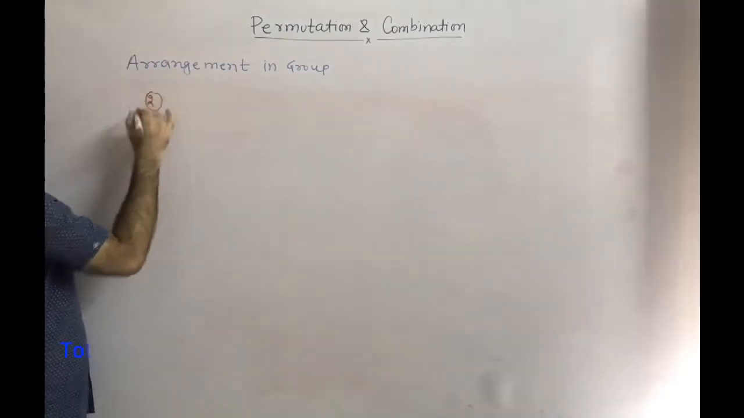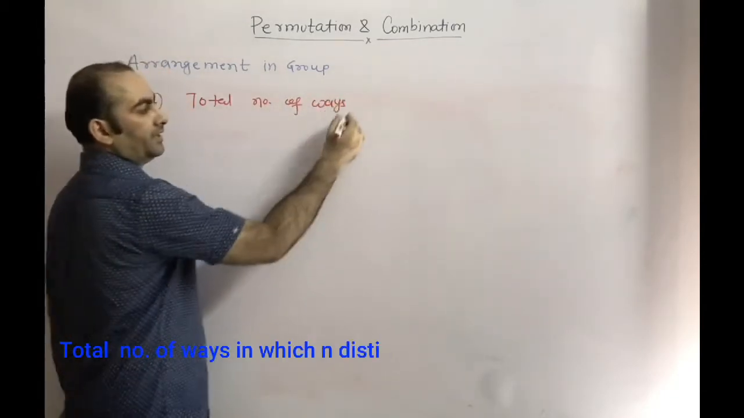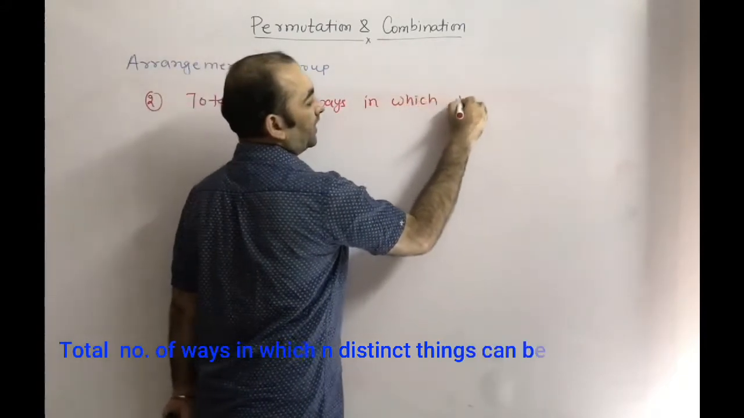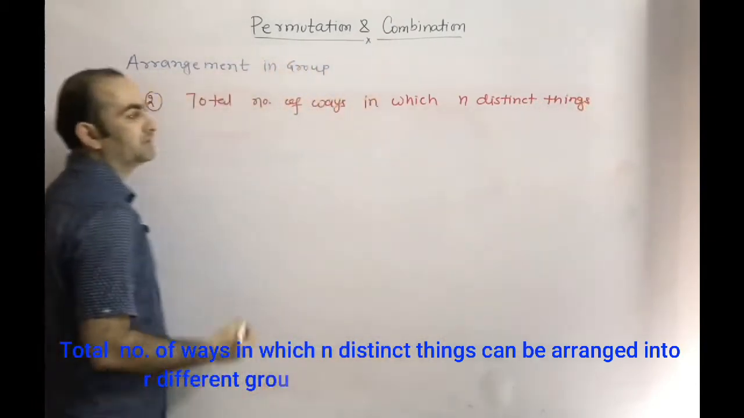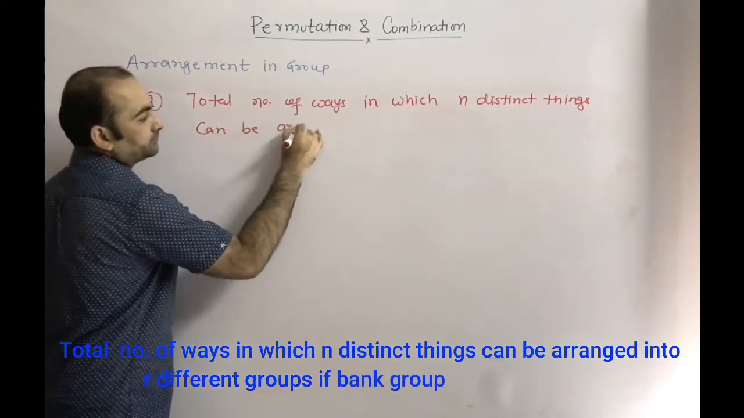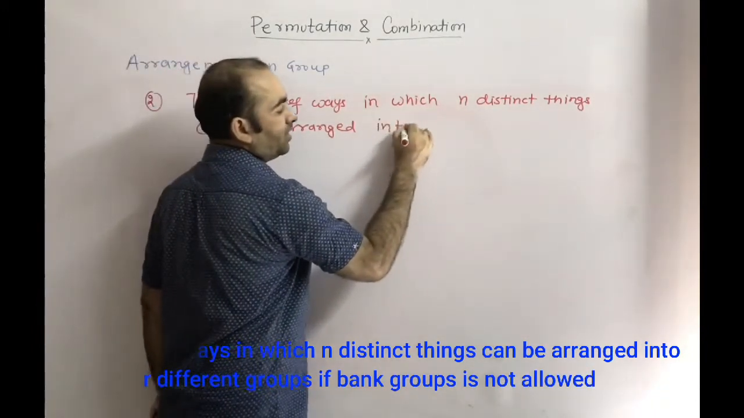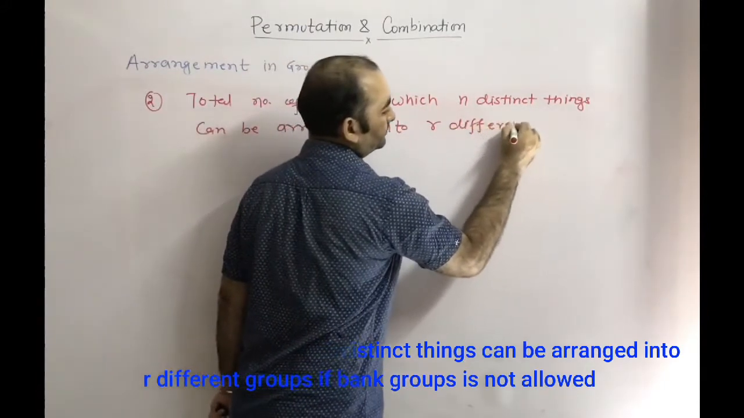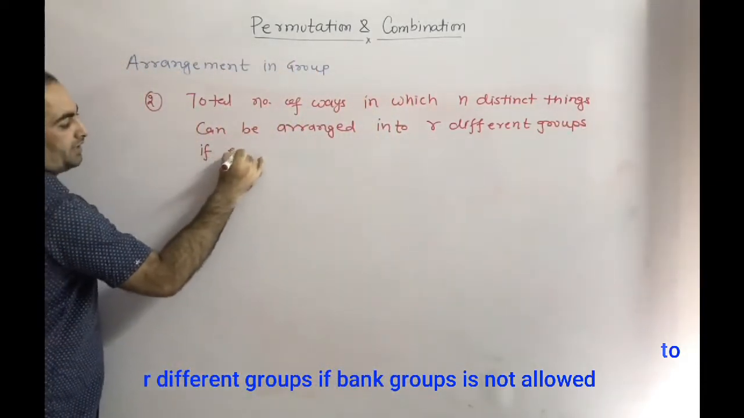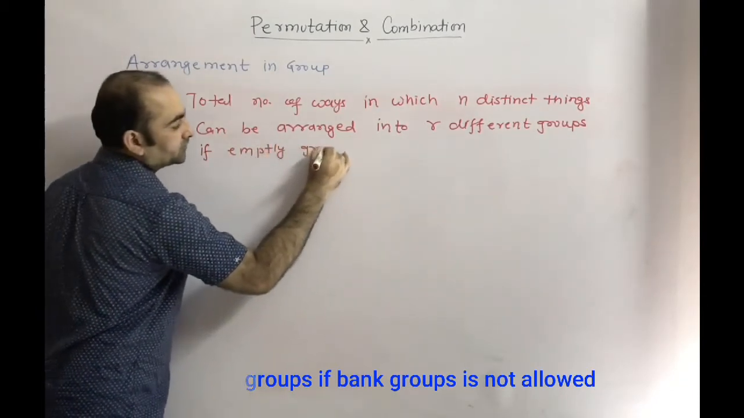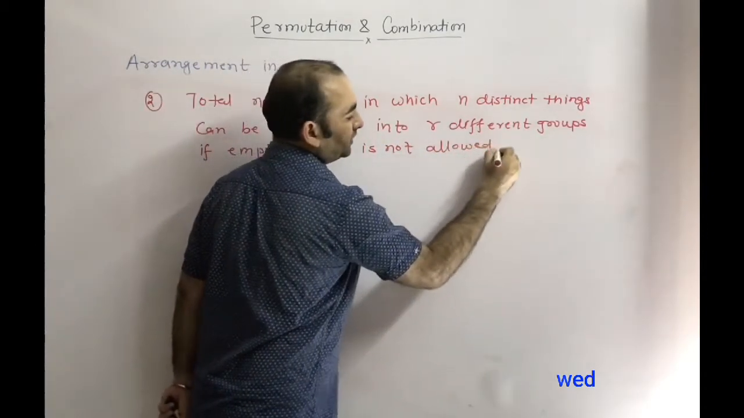According to the second point, we want the total number of ways in which n distinct things can be arranged into r different groups if empty group is not allowed. Okay, we want this one.